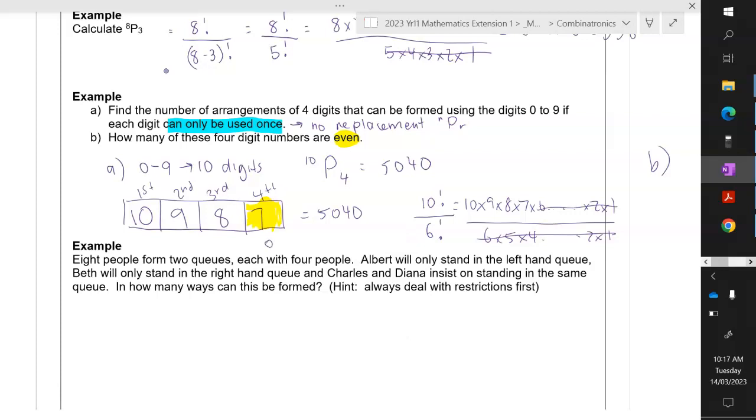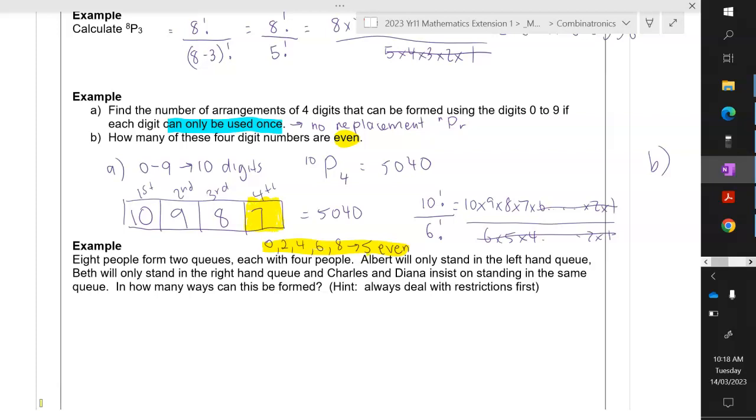that ends in 0, that ends in 2, that ends in 4, that ends in 6, and that ends in 8. So we've got 1, 2, 3, 4, 5 of our 10 digits are going to be even. So that means that of all our numbers that we've picked, 5 of the digits are even, and that relates to the last position here.